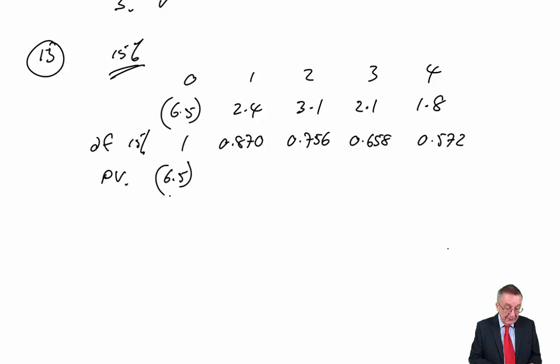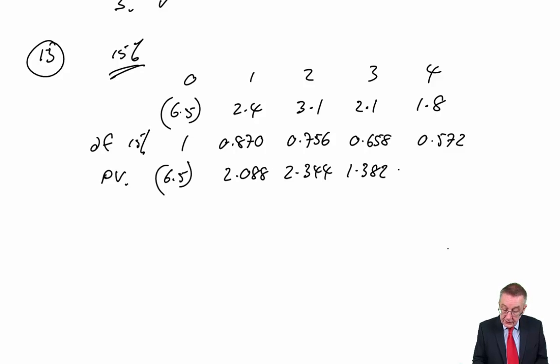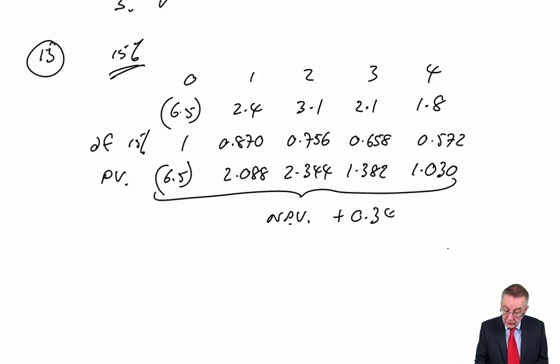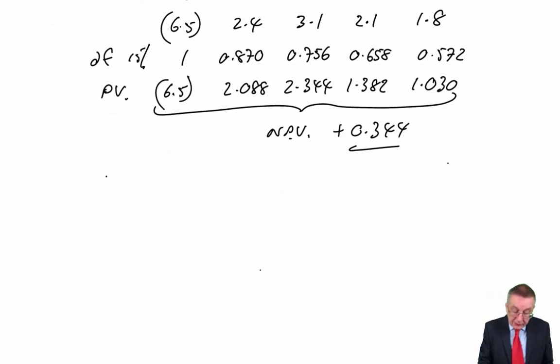and so the present values, 2.4 times 0.87, 2.088, 3.1 times 0.756, 1.382, 1.030, and so the net present value at 15%, plus 0.344. I think that's right. Let's redo it at 20.